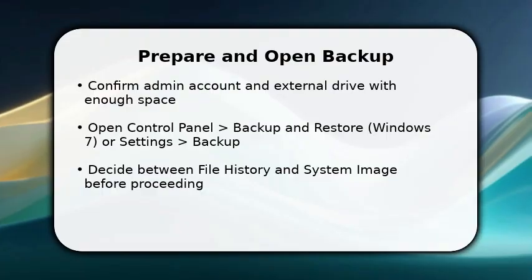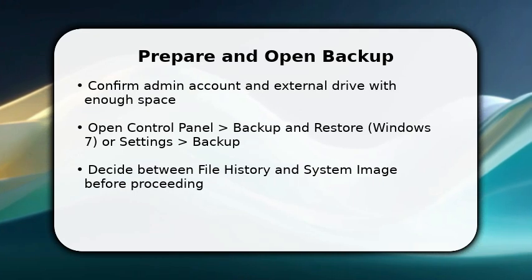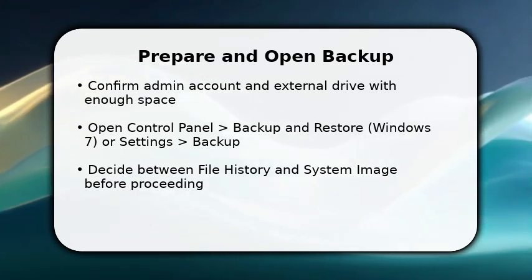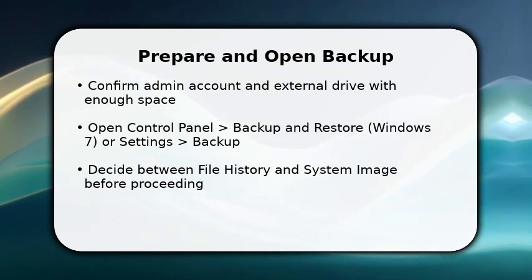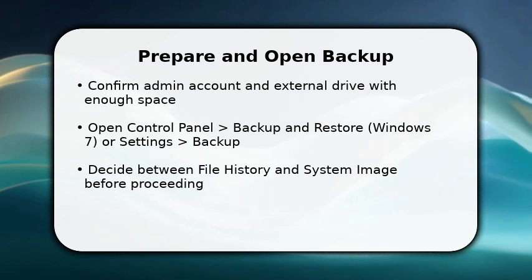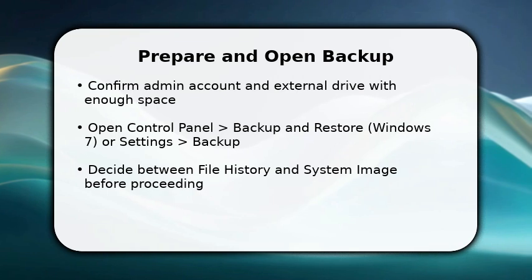Enjoy the video. You start by using an administrator account and connecting the external drive. You need enough free space for files or a full system image. Once connected, open Control Panel and choose Backup and Restore, Windows 7, or go to Settings and search Backup.